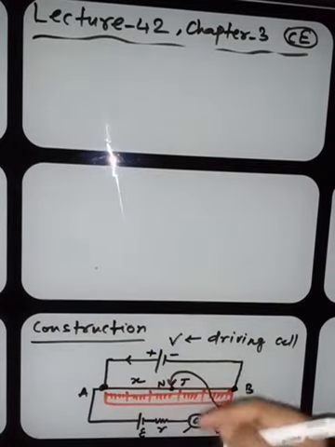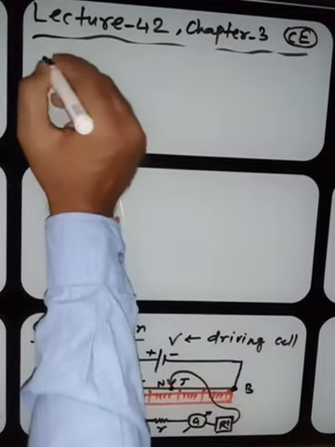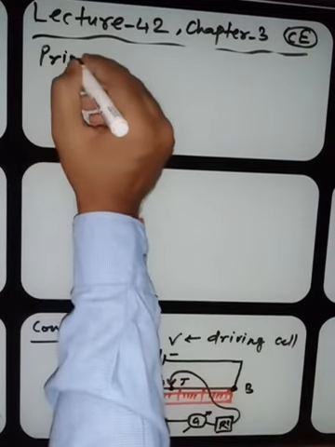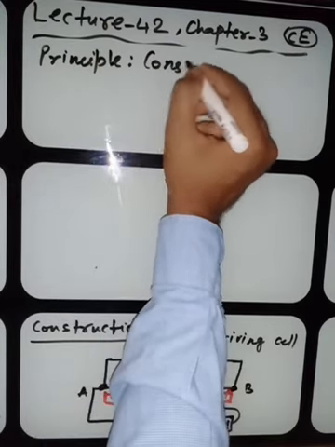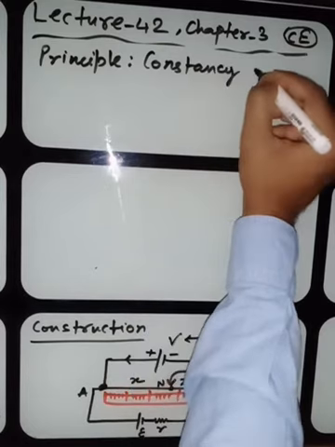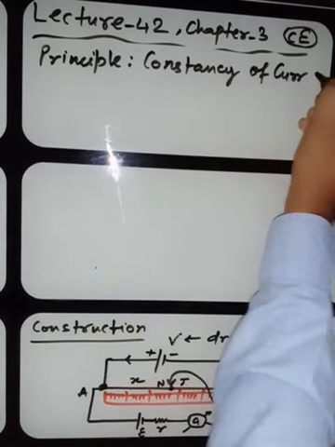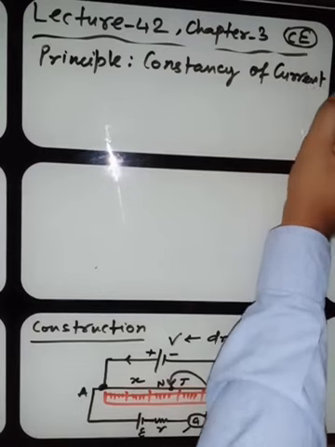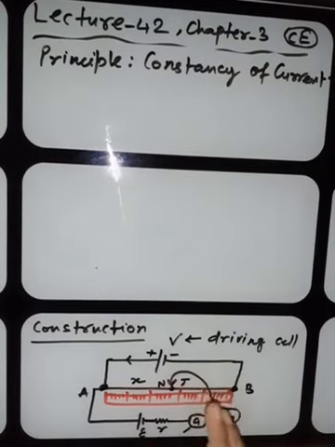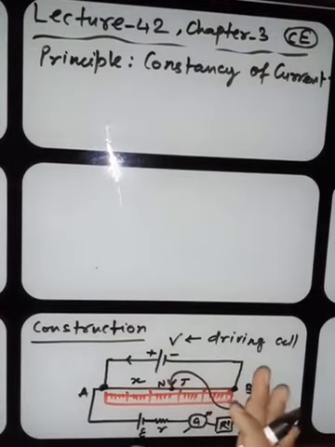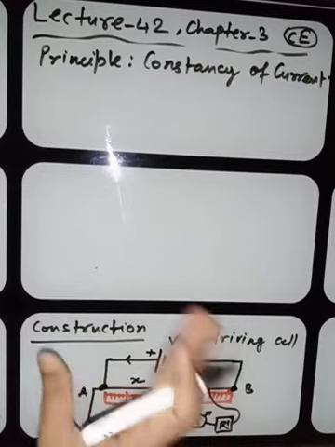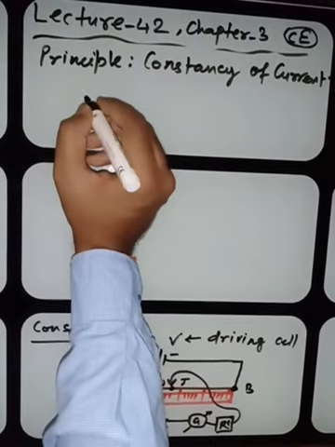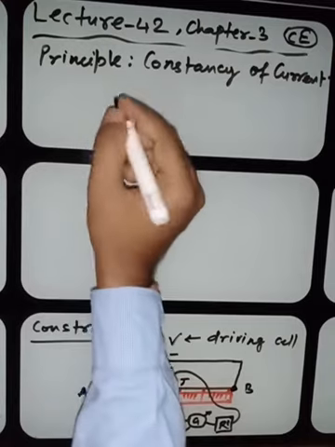We will study in detail what constancy of current means, but we will write the principle: constancy of current. Why this constancy of current? I explained here right now. Now we'll try to study why this is constancy of current, and due to this constancy of current what we get. So this is your theory.